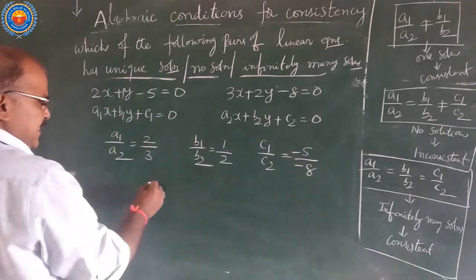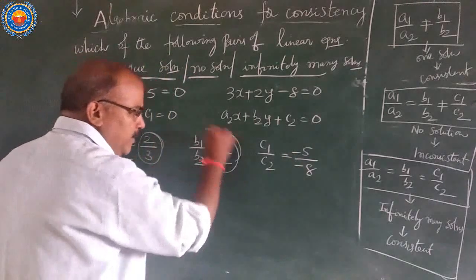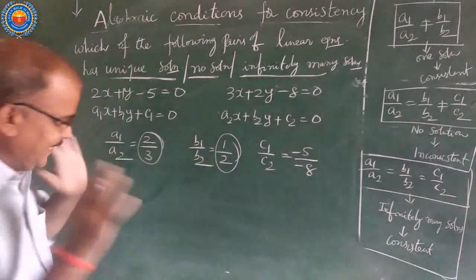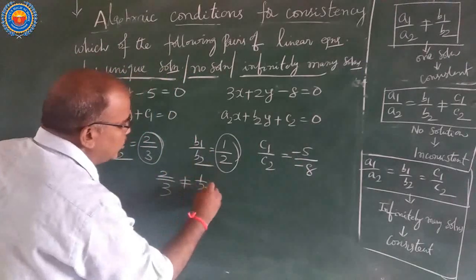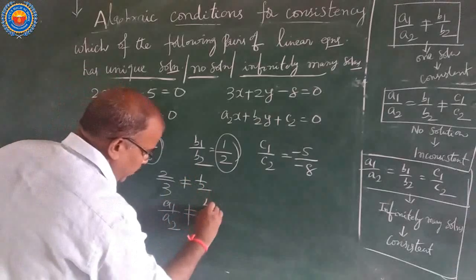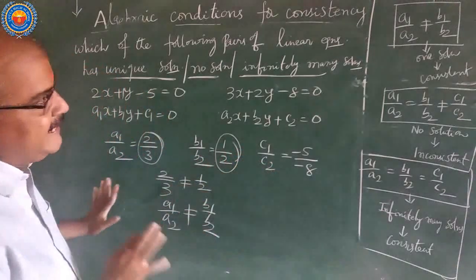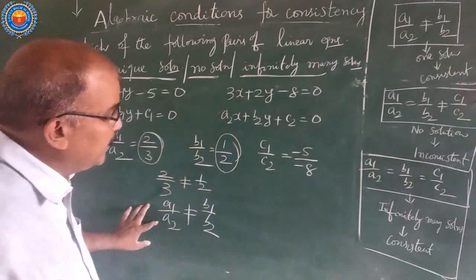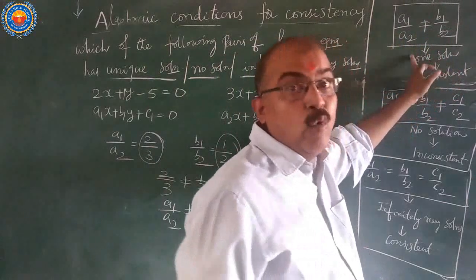Now here itself I got a1 by a2 is not equal to b1 by b2. This is enough. I got 2 by 3 is not equal to 1 by 2. No need to check about c1 by c2. Directly I got a1 by a2 is not equal to b1 by b2. If a1 by a2 is not equal to b1 by b2, I can say one solution.